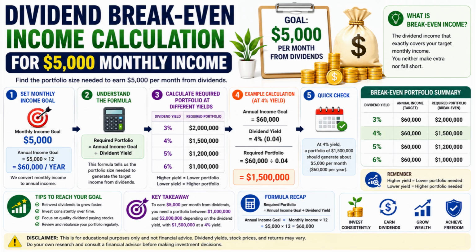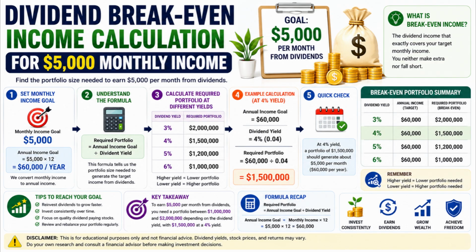However, it is important to remember that dividend yield has a major effect on the portfolio size needed. A higher yield means a lower required portfolio, while a lower yield means a higher required portfolio. For example, a 6% yield may require $1 million, while a 3% yield may require $2 million.